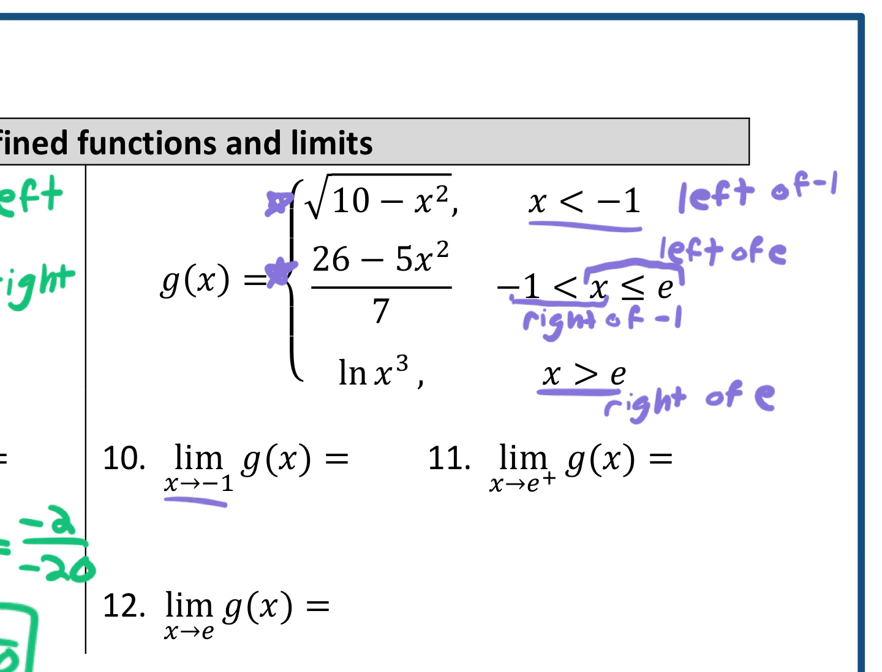Good. So we always need to make sure the left equals the right. When you do, it looks like the top one's going to get you square root of 9, which is 3. The bottom one, we get 26 minus 5 over 7, 21 over 7, which is 3. So both sides equal 3, so that means this limit is 3.